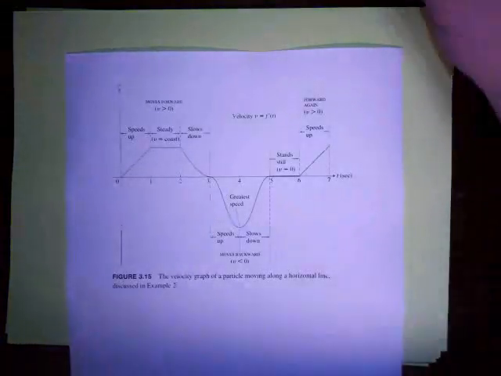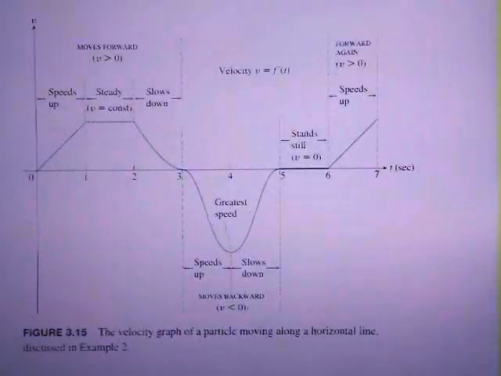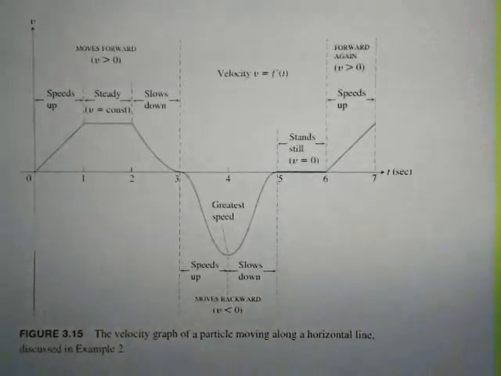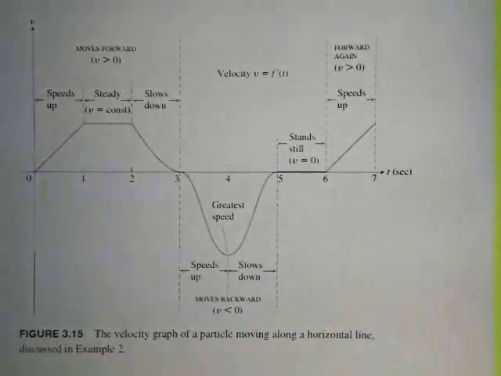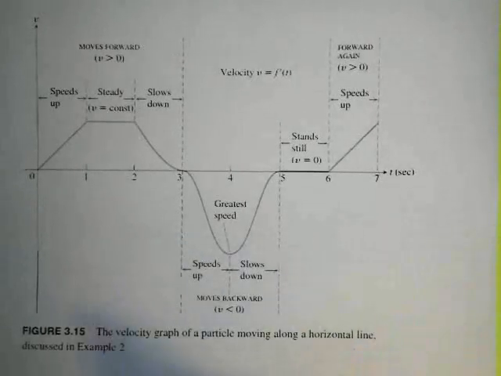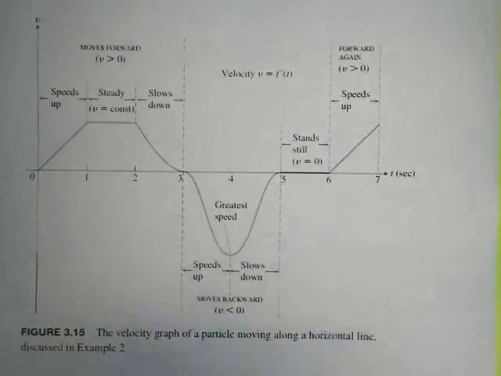I want to just do a quick video here of an example that was in the book, and so I printed it out here. I just think this is a good example, and this won't take very long. Basically, this is giving us the velocity graph of a particle moving along a horizontal line.